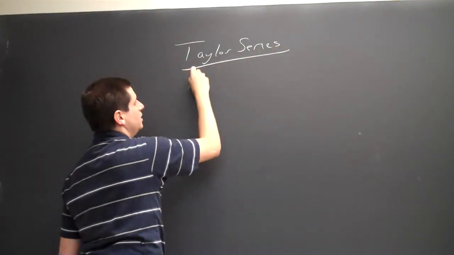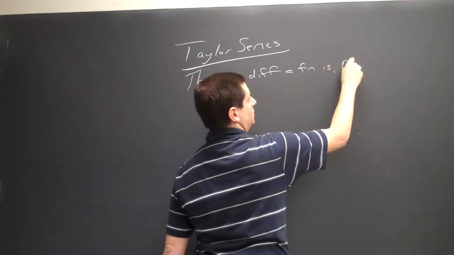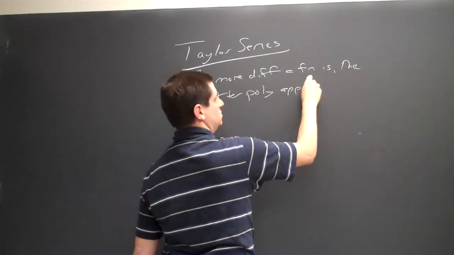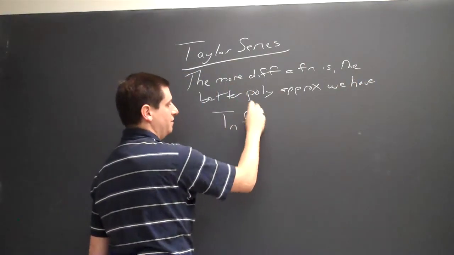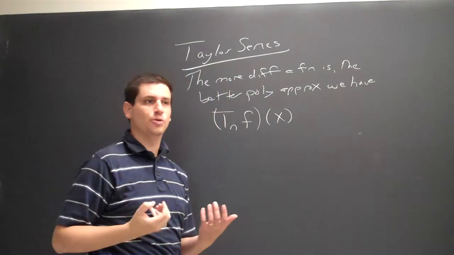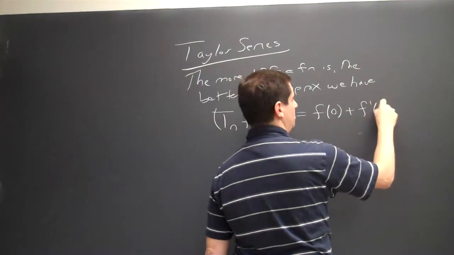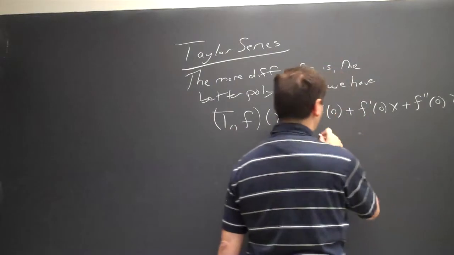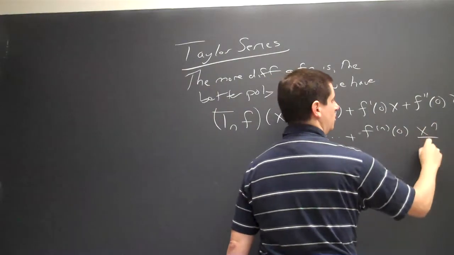So the idea is, the more differentiable a function is, the better polynomial approximation we have. And so we'll let the nth Taylor series of f be the following. I'm going to expand about the point 0. You could, of course, expand about any point. It's going to be f of 0 plus f prime of 0 times x plus f double prime of 0 x squared over 2 factorial plus dot dot dot plus the nth derivative at 0 x to the n over n factorial.